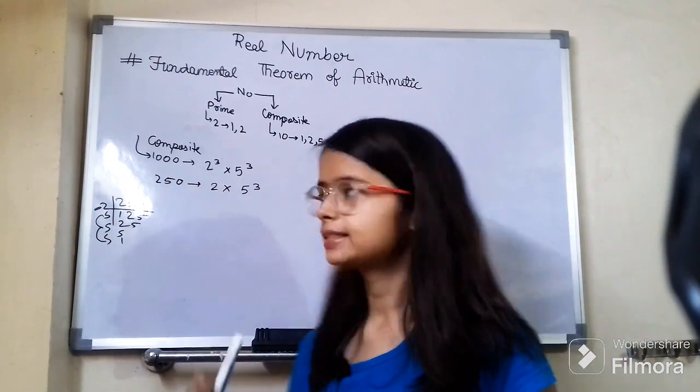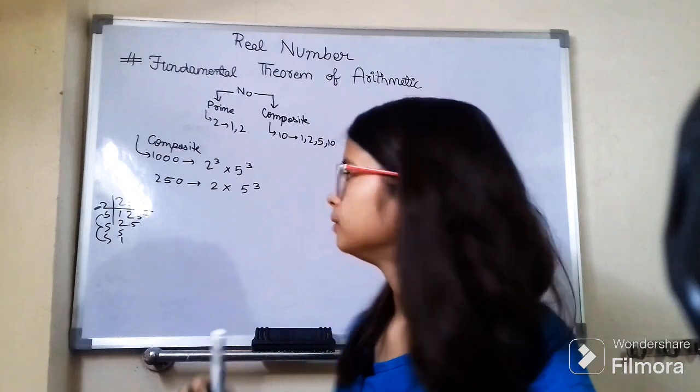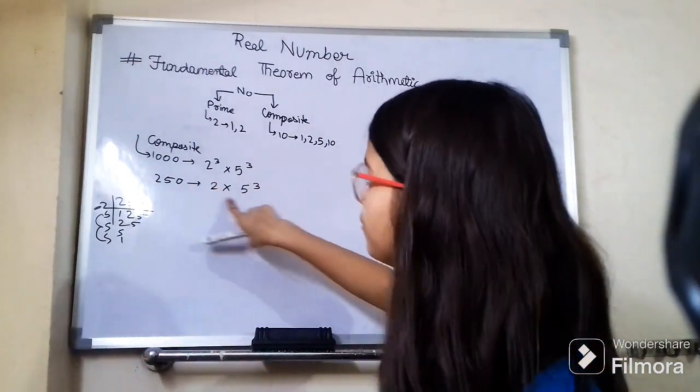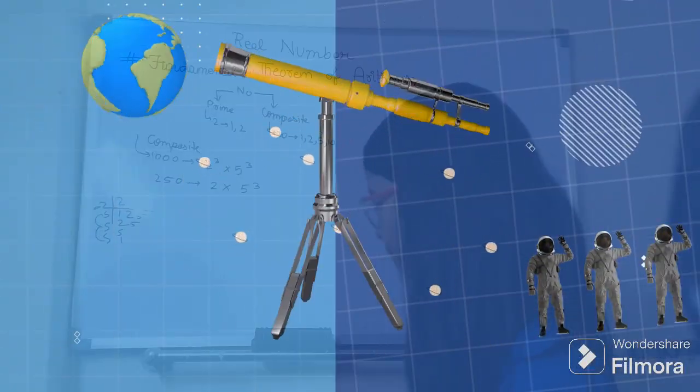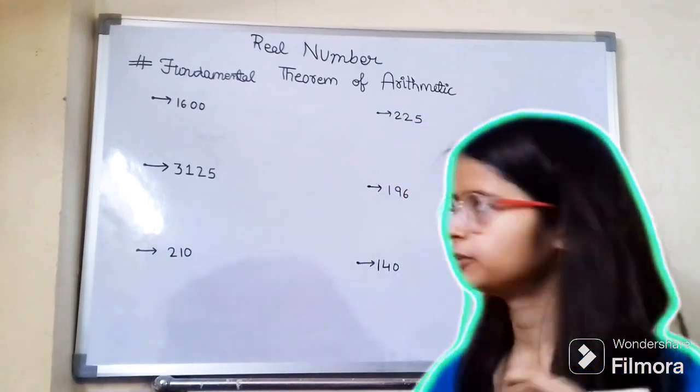So our scientist said that every composite number has a unique representation. You will never find any other number having the same representation in its prime factor format. Now let's solve some questions together. Pause the video, solve it yourself and then match the solution.